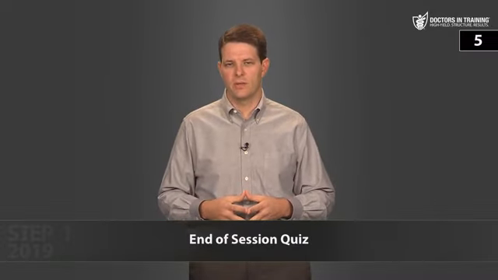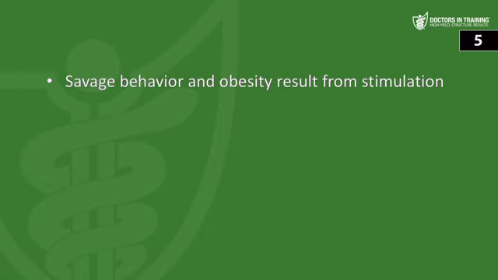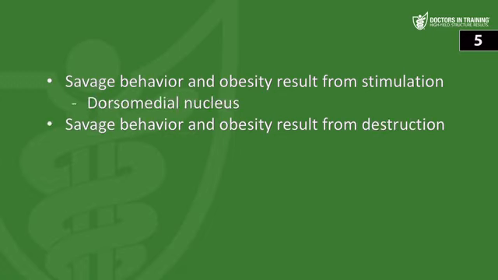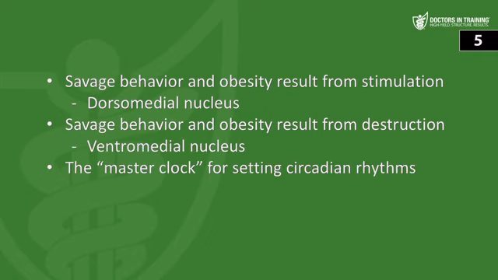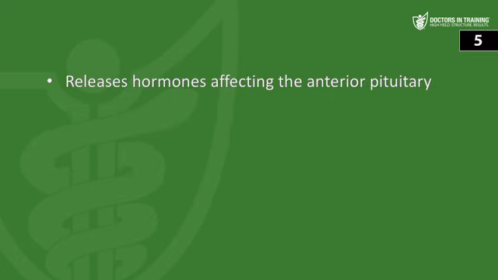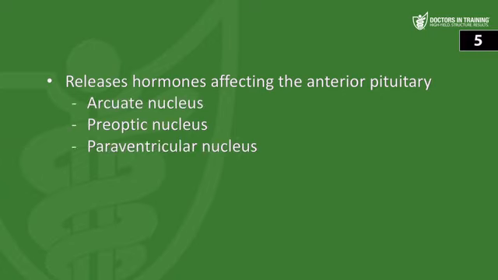First question: which hypothalamic nuclei fit each of the following descriptions? Savage behavior and obesity result from stimulation. That's the dorsomedial nucleus. Savage behavior and obesity result from destruction. That's the ventromedial nucleus. The master clock for setting circadian rhythms is the suprachiasmatic nucleus. Releases hormones affecting the anterior pituitary. There are several of these. You have the arcuate nucleus, the preoptic nucleus, and the paraventricular nucleus. So those are the three main ones.